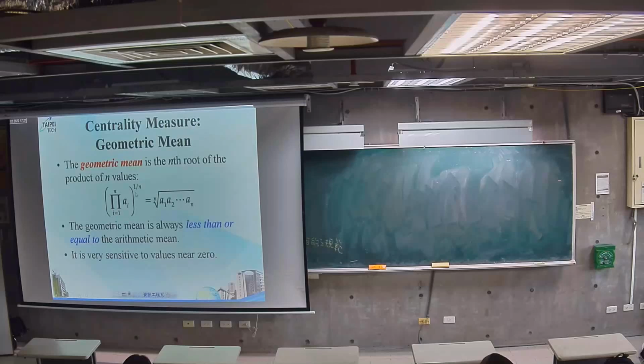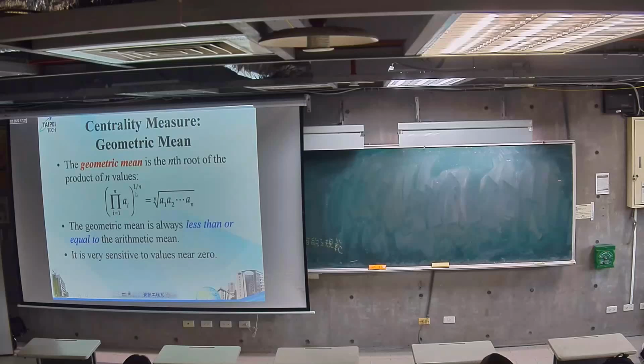I think you have learned this when you were young. Okay, all right. Anyway, so this kind of mean would be the geometric mean. The geometric mean is very useful for ratios.